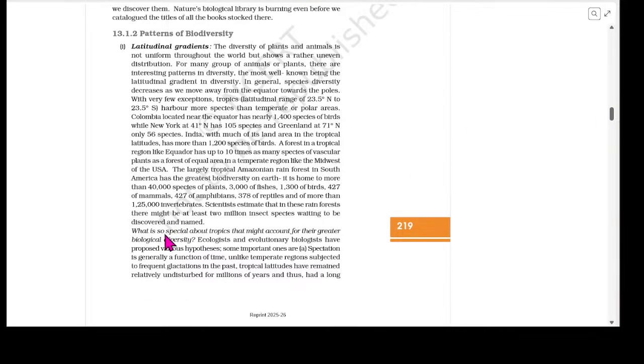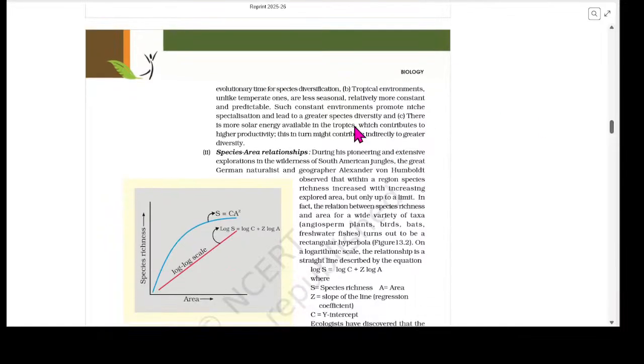What is so special about tropics that might account for their greater biological diversity? Ecologists and evolutionary biologists have proposed various hypotheses. Some important ones are: speciation is generally a function of time. Unlike temperate regions subject to frequent glaciations in the past, tropical latitudes have remained relatively undisturbed for millions of years and thus had a long evolutionary time for species diversification.